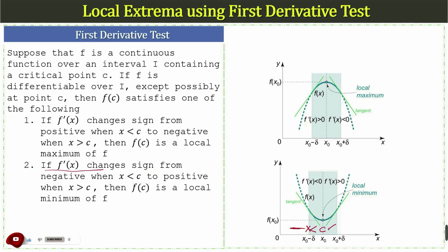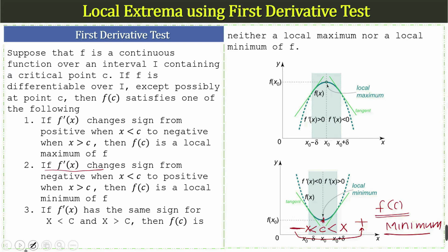In this case, x is greater than c, and from negative to positive the function will have a local minimum at this critical point, and f of c at this point will be the minimum value, or the local minimum value, of the function.